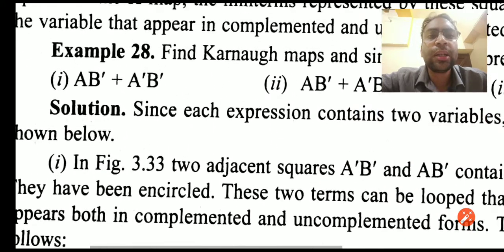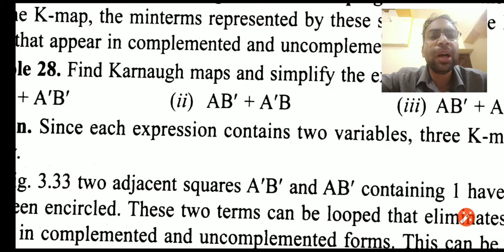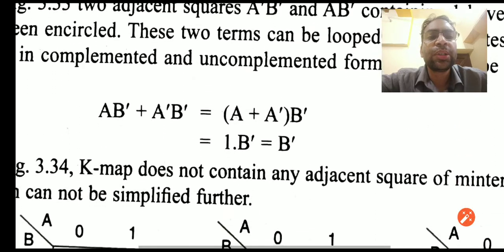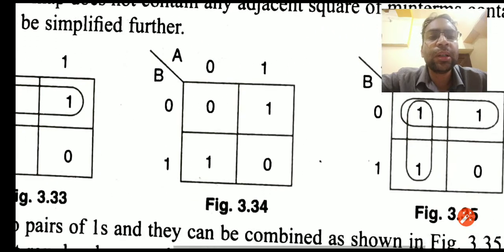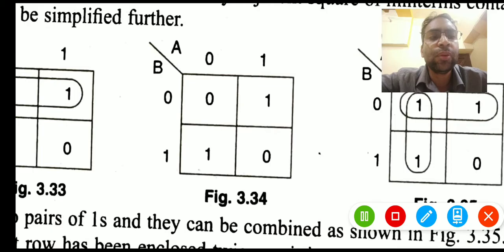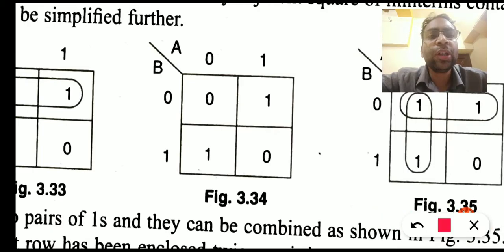In the next example, we have A B bar plus A bar B. So remember A B bar plus A bar B. Let's see the K-map for this, figure 3.34. We have to mention A B bar, right? So where will A B bar be? This is A and B bar will be this. So this is the value A B bar, and we will mention a 1 here.